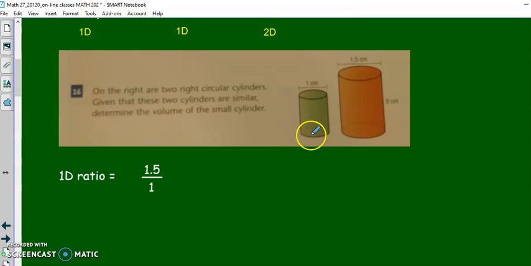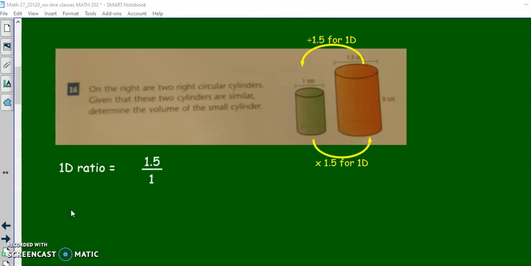Now if I want to go from here to there in one dimension, all I have to do is multiply by 1.5. So 1 times 1.5 will give me the big diameter. Now if I want to go backwards, I'll have to divide by 1.5. So if I have 9, and I want to go back to the small one, I should divide by 1.5. So now I can find the height of the small one. The height of the small one is going to be 9 divided by 1.5.